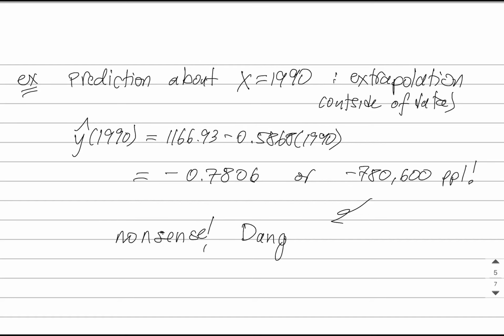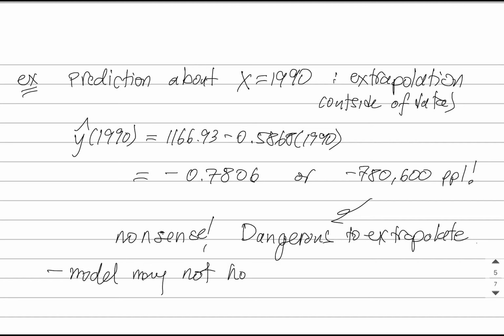That's why it's very dangerous to extrapolate. The model may not hold, right? That's the key lesson here. The model may not hold outside of your data range. So if you are going to use a model, be very careful if you extrapolate things with it. Interpolation is usually fine because it's within that model's range, but going outside, funny things could happen.